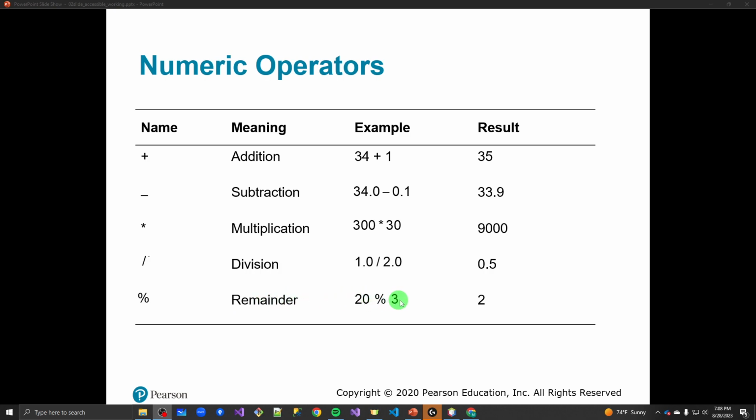So if I take 20 divided by 3, it goes in 6 times. 6 times 3 is 18. That means there's 2 left over. So the modulo operator gives me the 2. It tells me how much the remainder is. So that's something that's probably new if you haven't programmed before. Everything else is typical math. Plus, minus, times, division.